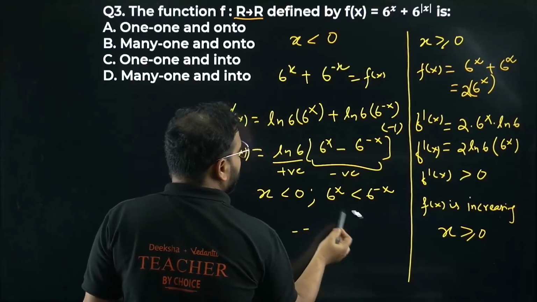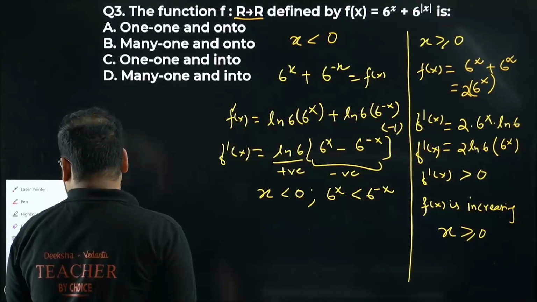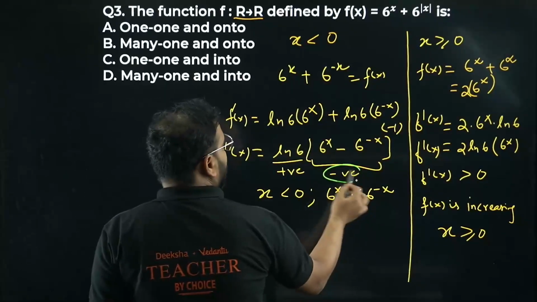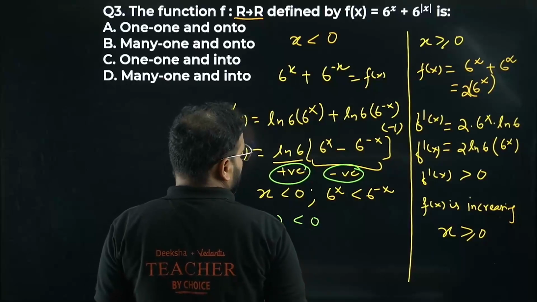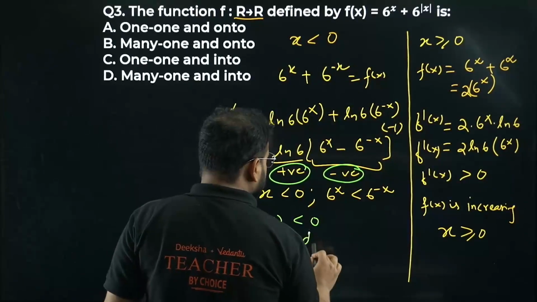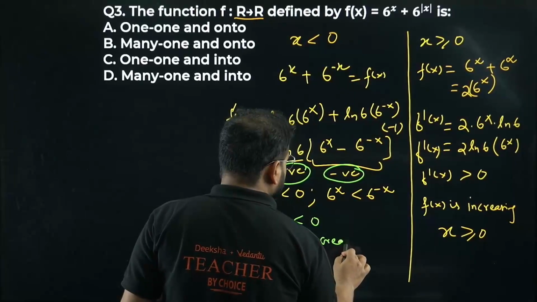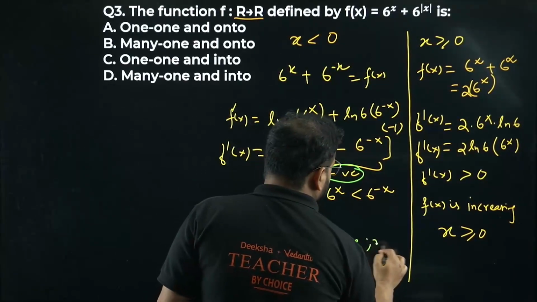Basically, what is the understanding? For x less than 0, 6 power x is less than 6 power minus x. It means negative into positive, what is that going to be? The derivative will be less than 0. It means f(x) is a decreasing function when x is less than 0.